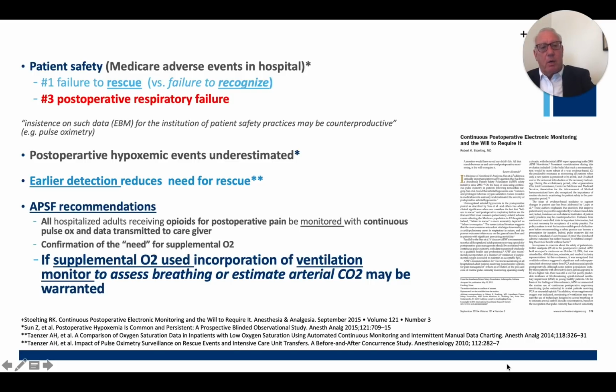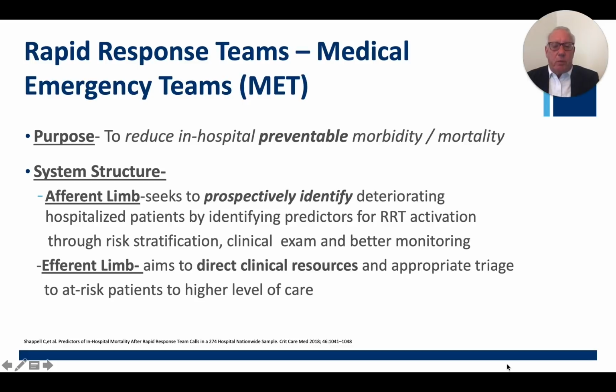So a very important article from the APSF, which when we think about rescue, I want to come towards the end of this conversation and look at what have been termed rapid response teams, medical emergency teams, with the whole idea behind them. So this is not a code team, but is to prevent morbidity and mortality in hospitalized patients. That necessitates a system of an afferent limb to prospectively identify a deteriorating patient and an efferent limb to direct the clinical resources and appropriate triage at a higher level of care.